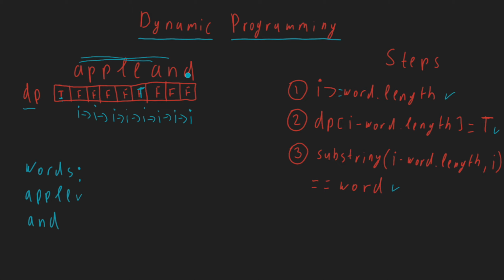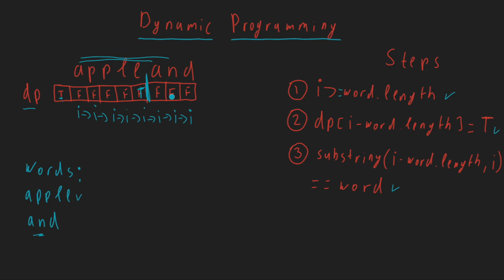The first one is that we are checking I is more than word length. Yes, it is. Then the next one is I minus word length. Let's say we are checking against and. So I minus word length means the length of the and we are checking here. Does this value be true? Yes. So we have solved this subproblem earlier, and the value of it is true.